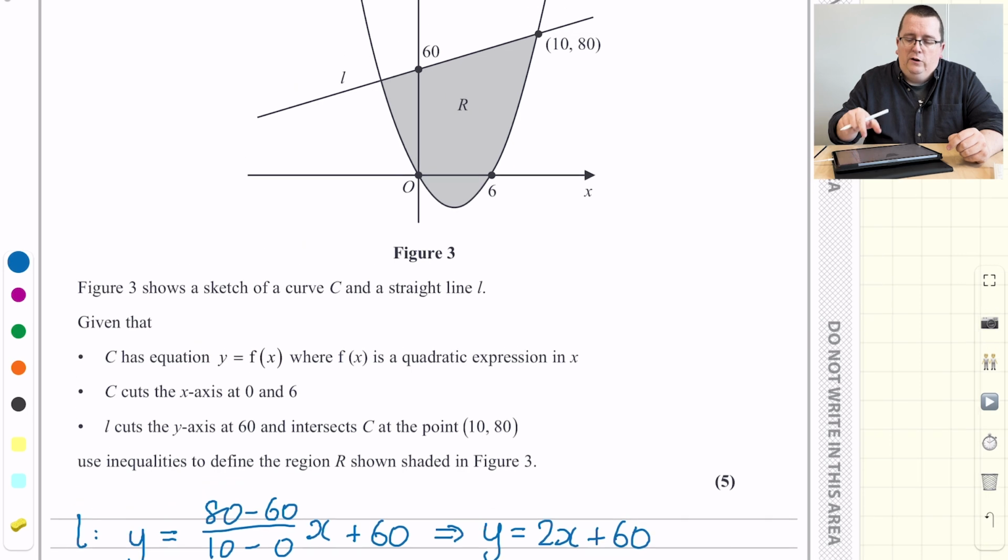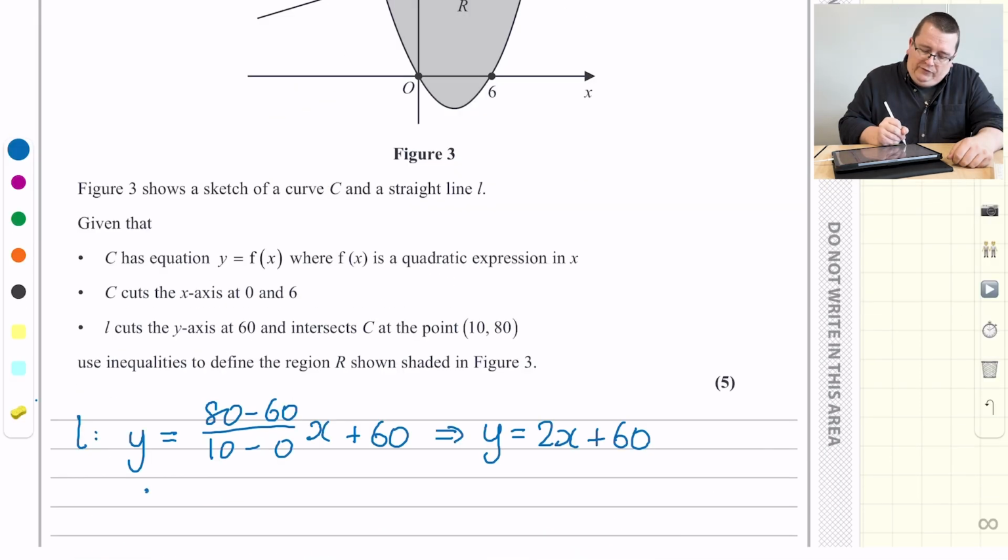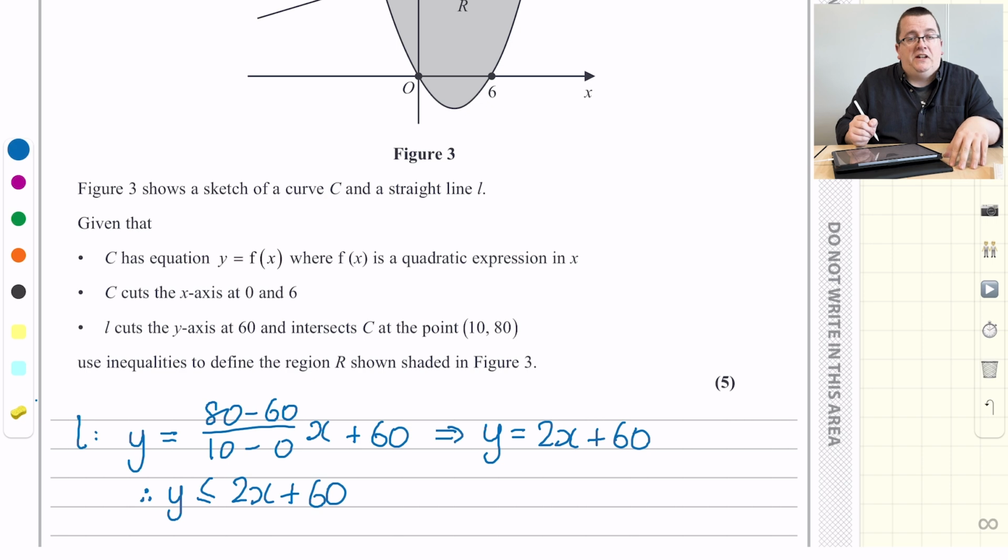Now, because we are looking at the region below the line, we must have that y is less than or equal to 2x plus 60. So that's our first inequality. Now we need to find the equation of the curve C.